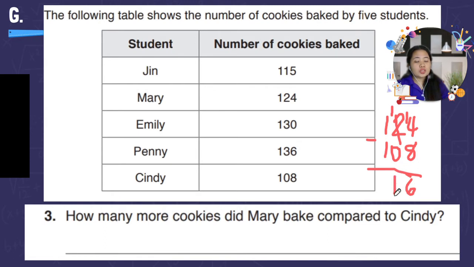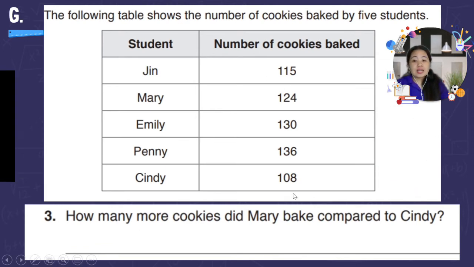1 minus 0 is 1. Then 1 minus 1 is 0. So 16. Okay. So how many more cookies? 16 more cookies. So 16 is the answer. Very good. Okay, let's go to number 4.